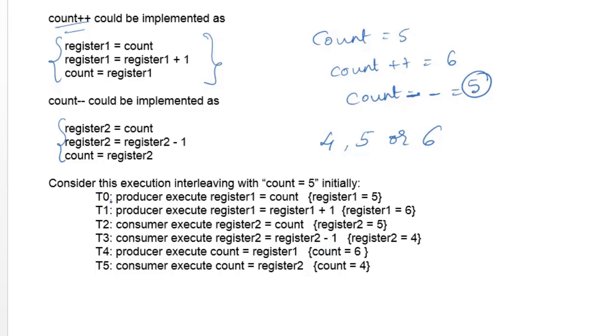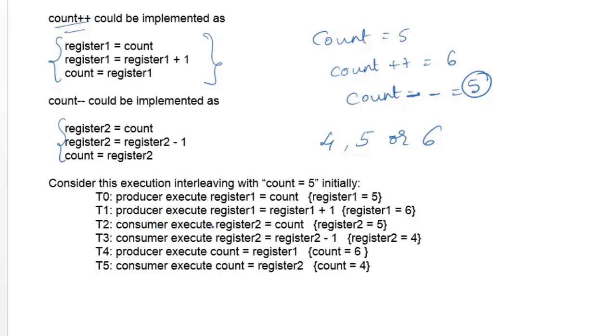You can see that at time 0, the producer process is executing the first statement. The count value, initially 5, is moved to register 1. And at time t1, the producer process itself is executing the second statement. Register 1 is incremented by 1. Now the register 1 content is 6. Now there is a context switch from the producer to the consumer process.